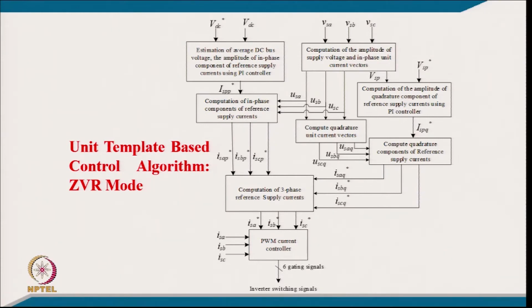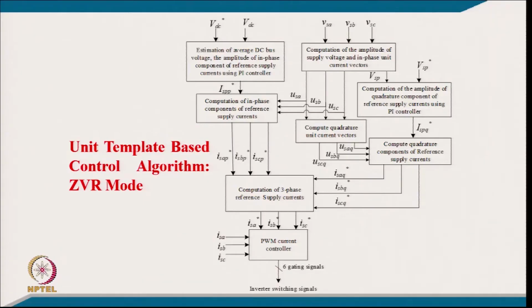Now, a modification of this unit template control algorithm for zero voltage regulation. What is zero voltage regulation? In the sense that now we would like to regulate the voltage at the load terminal equal to the supply voltage. So, now we have to use not only DC link voltage control; DC link voltage control we again have to keep in a similar manner as we did in the previous case, because otherwise your voltage source converter or inverter cannot run satisfactorily for current control.